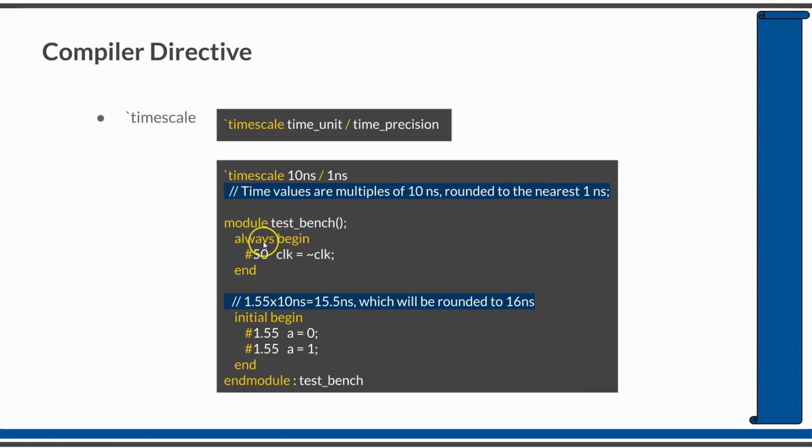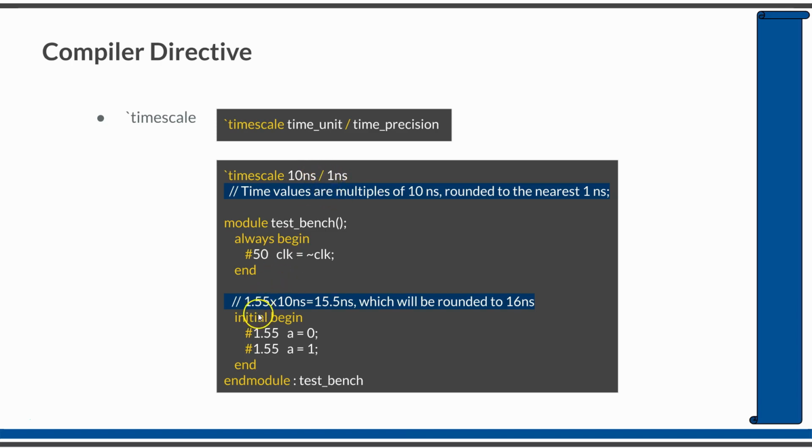Say in the testbench, in an always block, you are changing the clock value after every 50 time units. In the simulation you will see that every time unit is 10 nanoseconds. Therefore, after every 50 times 10, equal to 500 nanoseconds, the clock value will be toggling between 0 and 1, and your clock period will be 500 plus 500 equal to 1000 nanoseconds. And the time precision comes into the picture when there is a fraction in the time unit.